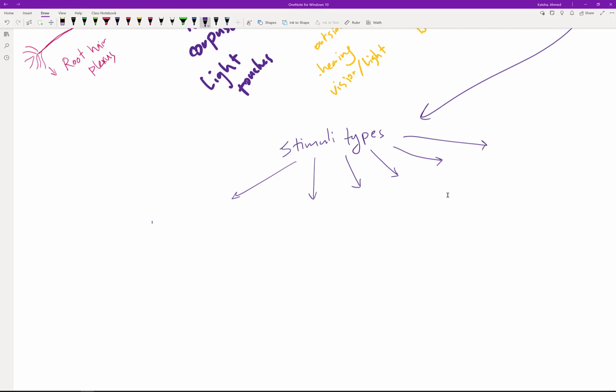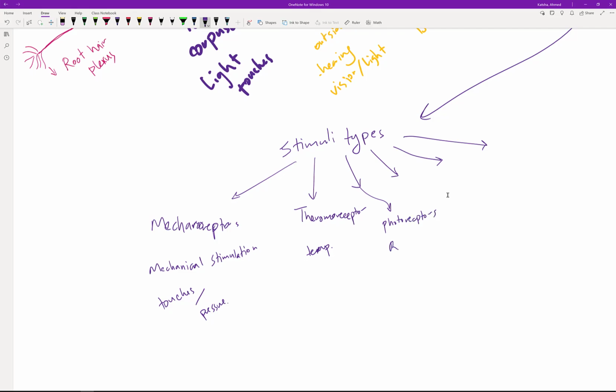So the first one is mechanoreceptors. Those respond to mechanical stimulation, like touch and pressure. Then we have thermoreceptors. From the name, those are for temperature, whether it's inside the body or outside the body. Then we have the photoreceptors, which we will see in this chapter. We call them the rods and the cones. We have chemoreceptors, like the taste buds, right?